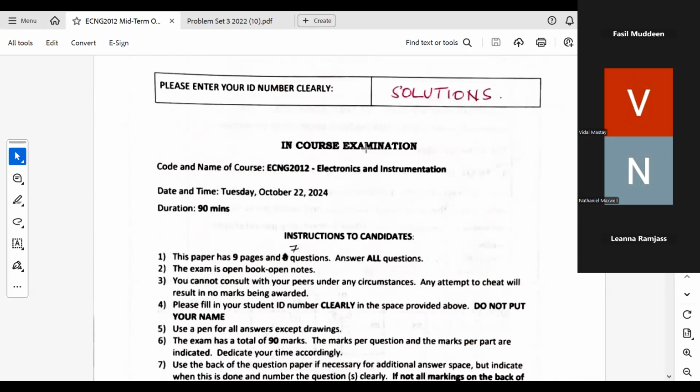So I'm assuming that all of you were able to retrieve your midterm as well. Because I left it in the department office. So if you don't have it, go and collect it. It's yours. All right.